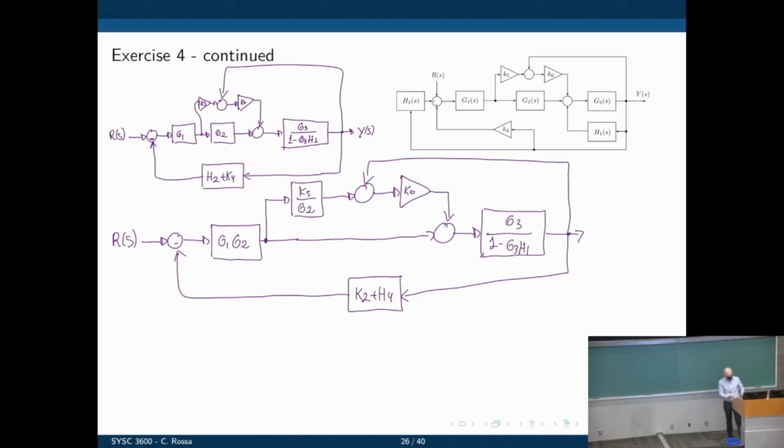Okay, so what was the last operation we did again? We had this pick-off point here. We moved this ahead of G2. By doing so, G1 and G2 can be combined. But I also have to divide K5 by G2, because now the signal we are sending up comes after G2. And it wasn't the case before. So we divide it to maintain the same signal. Is this clear? Does that make sense? Yeah?